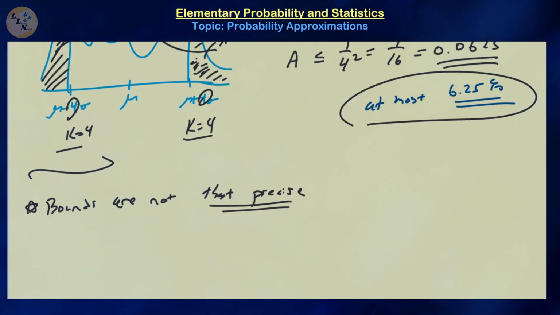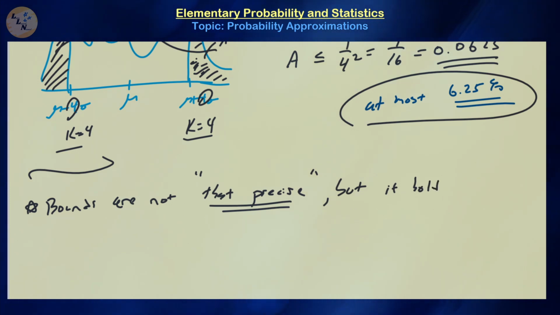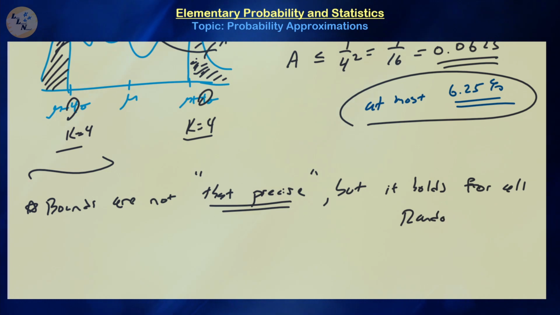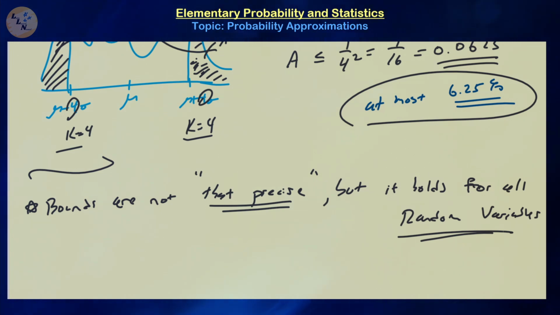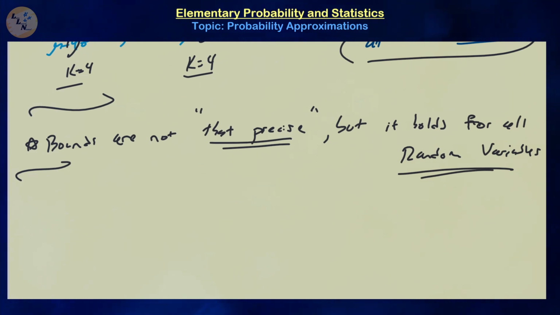Although 6.25 doesn't really seem that much, this is of course a subjective statement. But it holds for all random variables, regardless of distribution, regardless of mean, regardless of standard deviation, regardless of discrete or continuous. This is always going to hold. So of course, pro and con, you give something, you take something back. The bounds are not that precise, but it holds for all random variables. That's Chebyshev's theorem.